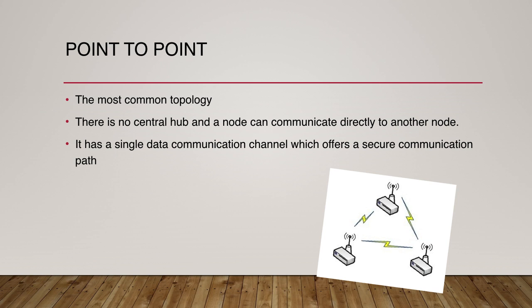So the first one, point-to-point, is the most commonly used. There is no central hub, and a node can communicate directly to another node. A reason why this is one of the most common ones used is because it has a single data communication channel, which offers a secure communication path. So there's no central hub, which means there can be no point of failure, as we'll touch on a little bit later on.